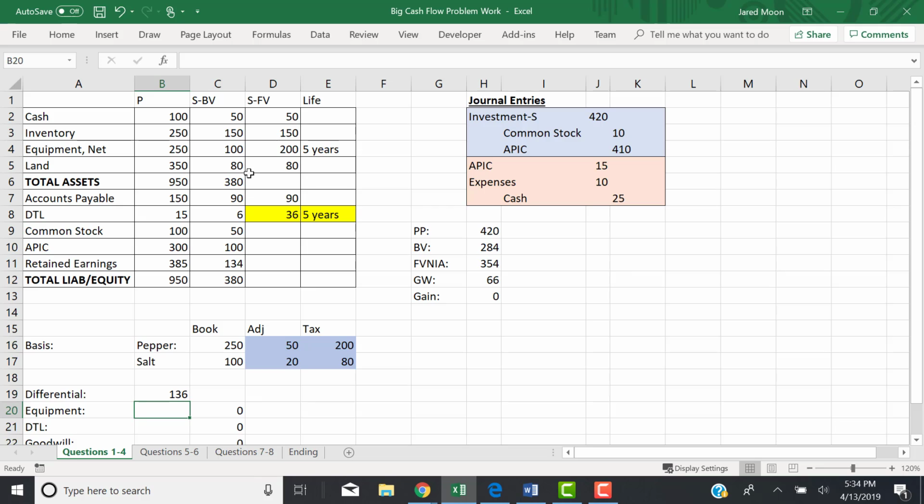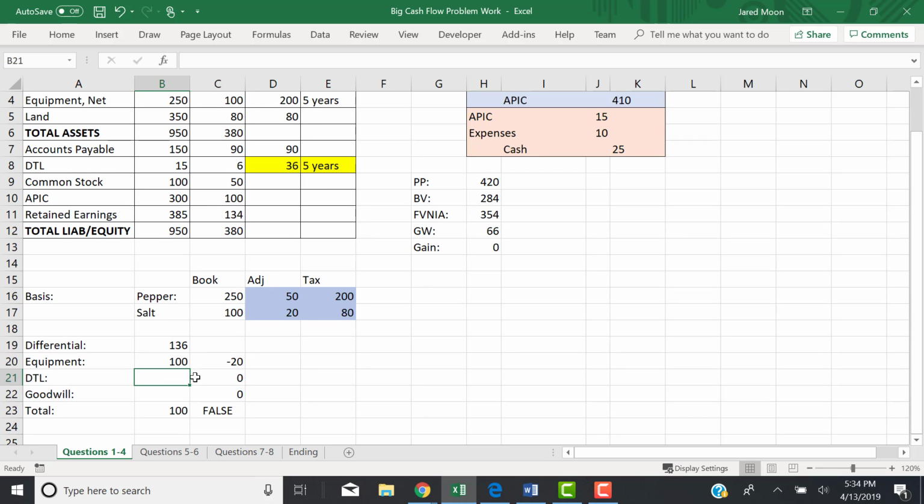How much goes to equipment? Well, it's a $100 difference, and the fair value is greater, so $100 greater, and we'll talk about that in just a second. The deferred tax liability, now the liability is greater, which means you will have a negative amount because you are writing up liabilities, and so you're going to make that negative, just like when you have increased assets, you increase them. If you increase your liabilities, your value goes down. So that's negative. And then goodwill, we know is 66, and it doesn't change at all.